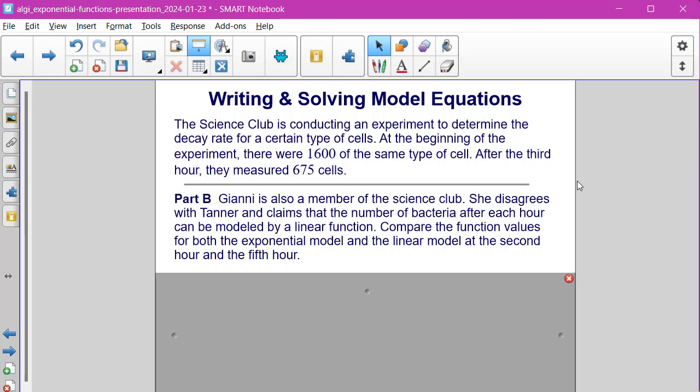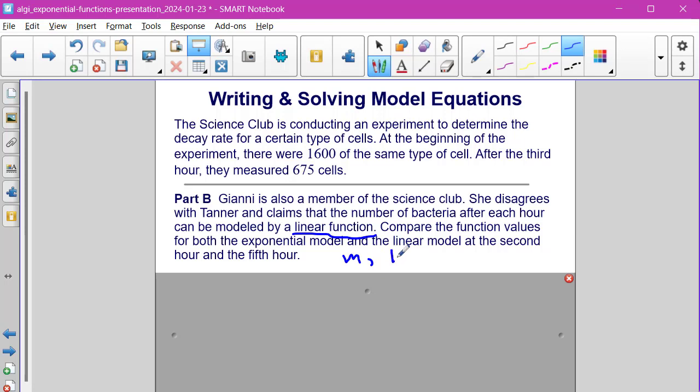Well, we already have the exponential model from part A, but now we have to determine the linear model that Gianni believes represents the function. So for a linear function, we need to figure out the slope, and we need to figure out our y-intercept, or b. At the beginning of the experiment, there are 1,600 of the same type of cell. Beginning of the experiment, that means that's our y-intercept.